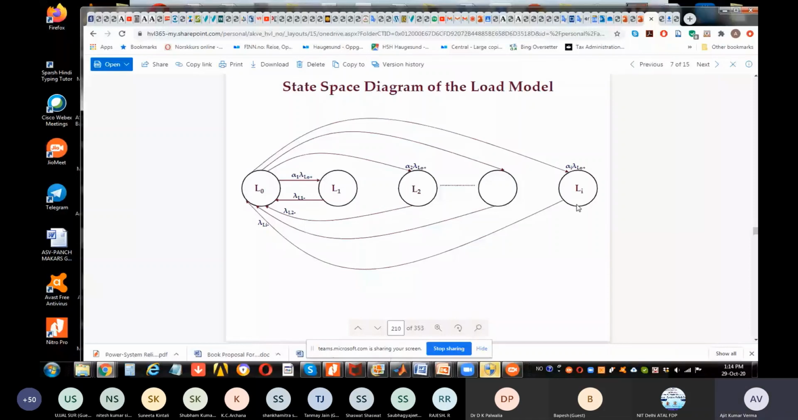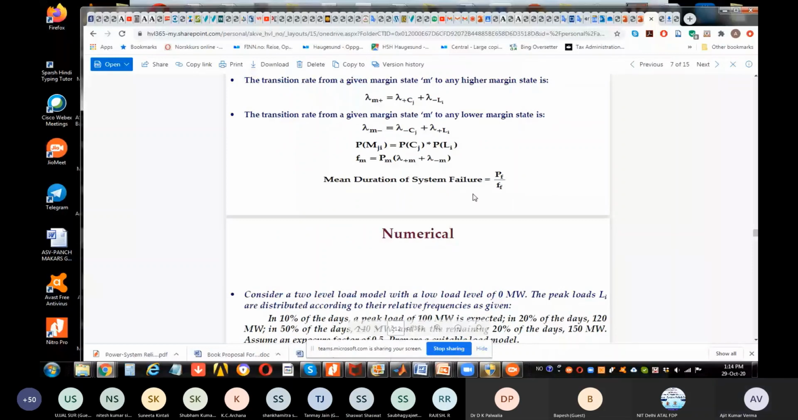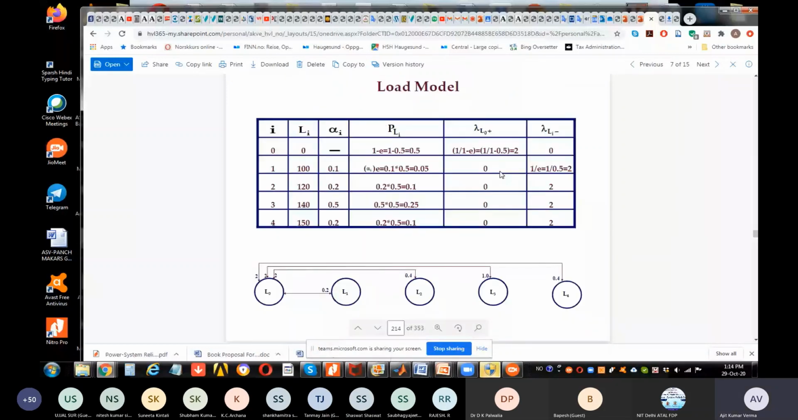So this is all 0. This is all 0. And in the low load case, there was no transition to a lower state, just as in the high peak load case, there is no transition to higher. So also in low load case, there is no transition to lower. And then transition from the high load to the low load. So the peak load lasts for 50% of the time, or the exposure ratio.